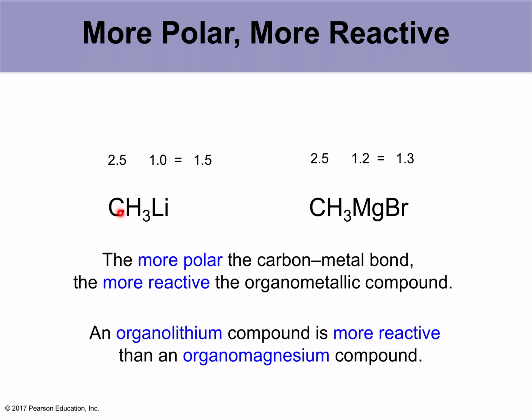Now between carbon and lithium, carbon electronegativity is 2.5, lithium 1, so the difference is 1.5. Between carbon and magnesium, carbon 2.5, magnesium 1.2, the difference is 1.3. The electronegativity difference is more between carbon and lithium. The more polar the carbon metal bond, and carbon lithium is more polar, the more reactive the organometallic compound. So an organolithium compound is more reactive than an organomagnesium compound.